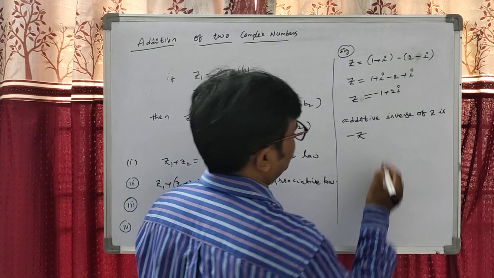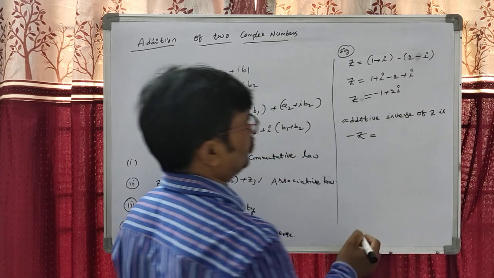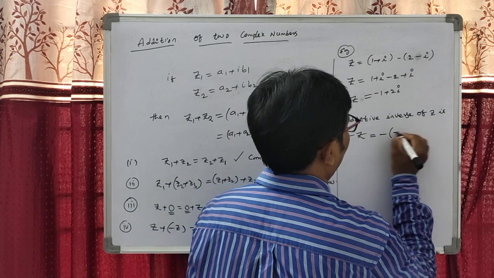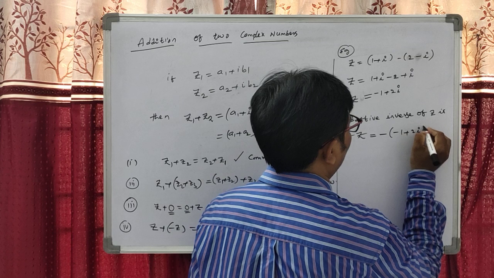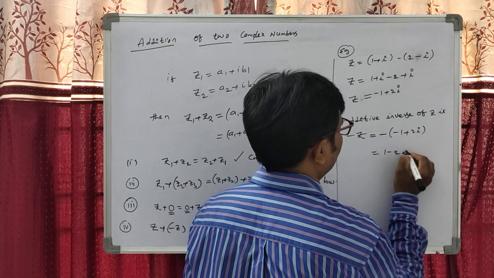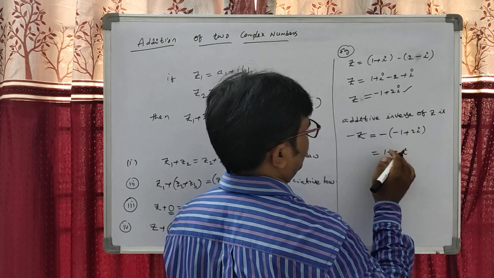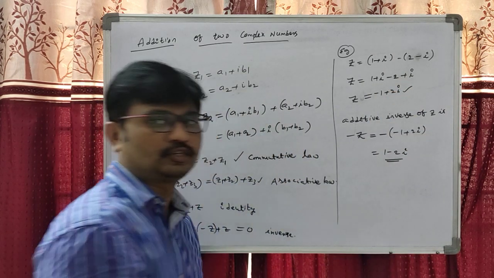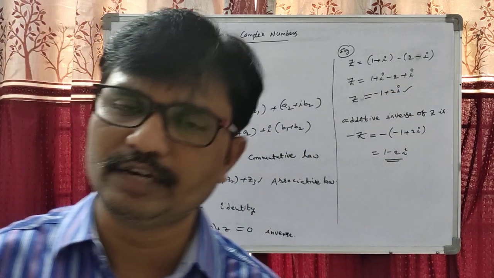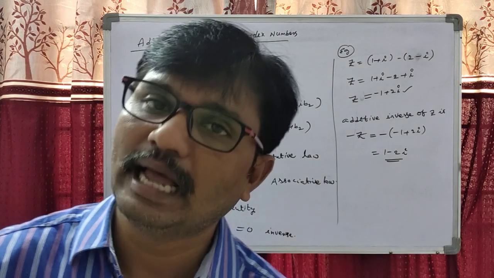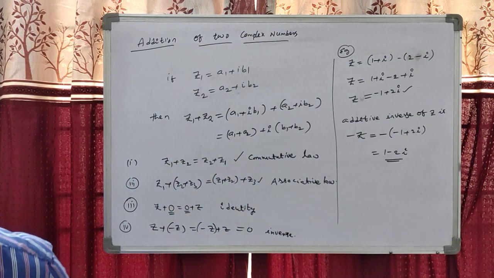Therefore minus z equals minus of minus 1 plus 2i, that is 1 minus 2i. We are taking the completely opposite sign. Minus 1 becomes plus 1, plus 2i becomes minus 2i. This is nothing but the additive inverse.